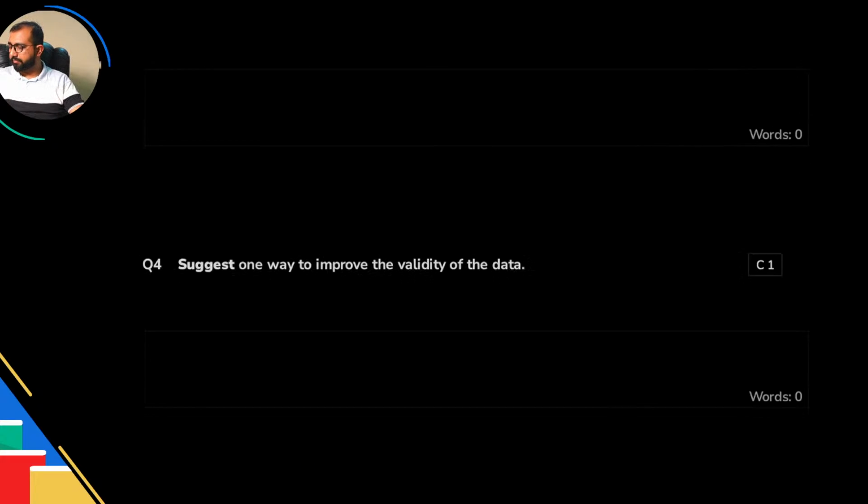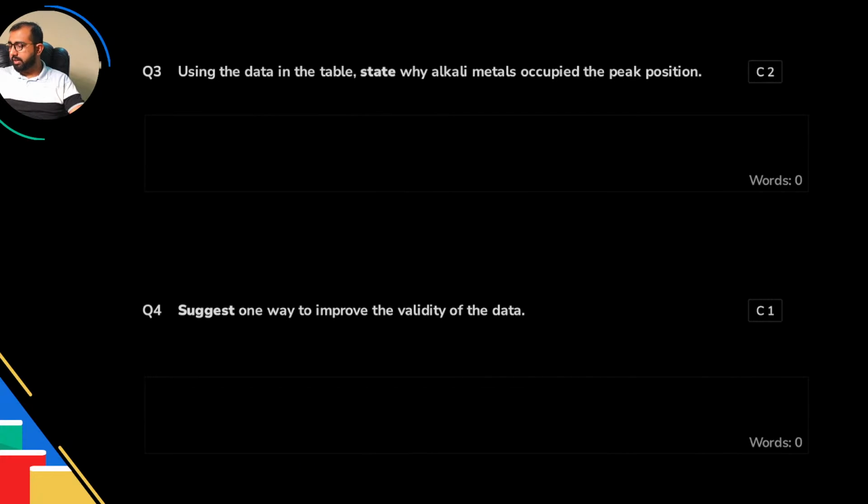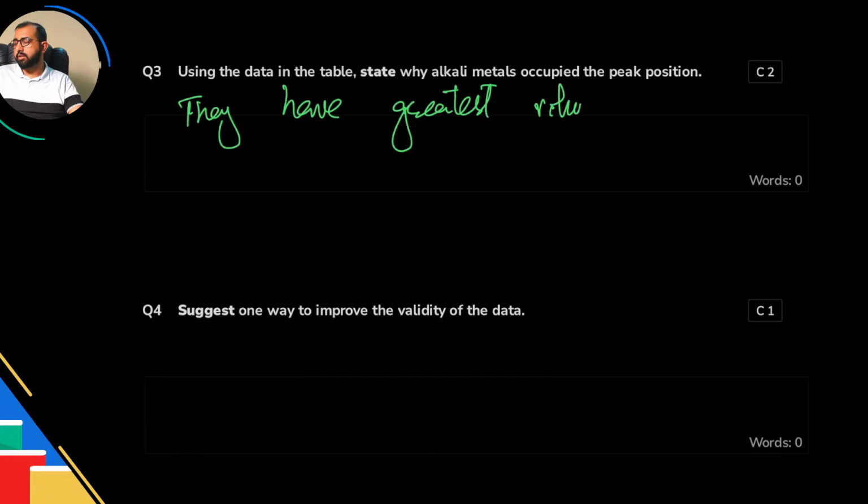Okay. Using the data, state why alkali metals occupy the peak position. So that clearly shows that they are the biggest atoms because they have the greatest volume. Okay, and why is that? That's what we have to say, that they have the greatest volume. Basically, we're saying that in these atoms, alkali metals are always the bigger ones.